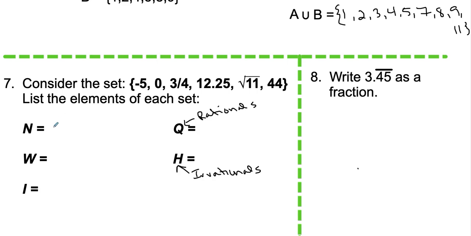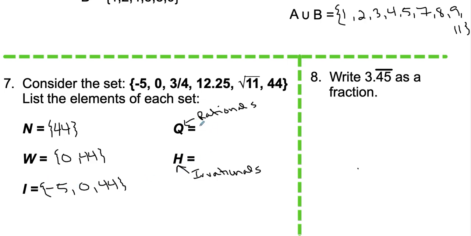For naturals, remember, those are just counting numbers. The only one in there is 44. And then for whole numbers, it's like natural numbers, but it has a hole in it, which is the 0. So we have 0 and 44. Integers are just whole numbers that are positive and negative, so no decimals. So we have a -5, a 0, and a 44.